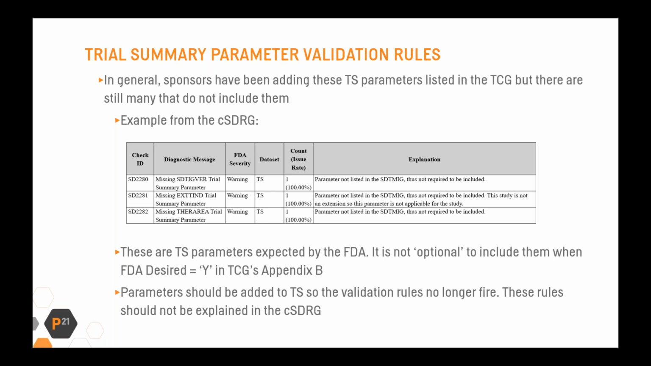So just to reiterate, just because they're not listed in the SDTMIG, they are expected by the FDA. So it is not really optional to include them when it's set as FDA desired equals Y in Appendix B. Parameters should be added to TS so the validation rules no longer fire, and these rules should not be explained in the SDRG. So we should not see these explanations at all in the reviewer's guide. The parameters should be added to TS to have a complete trial summary domain.